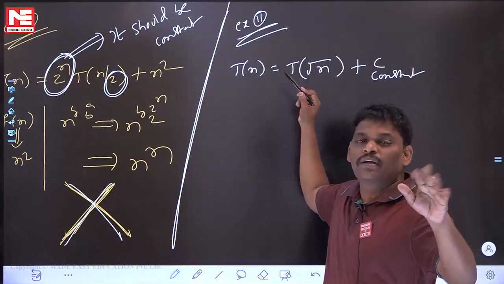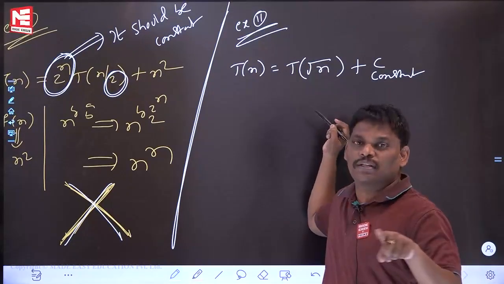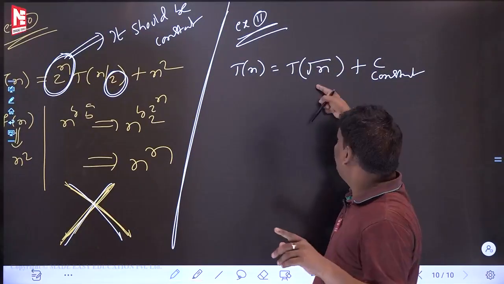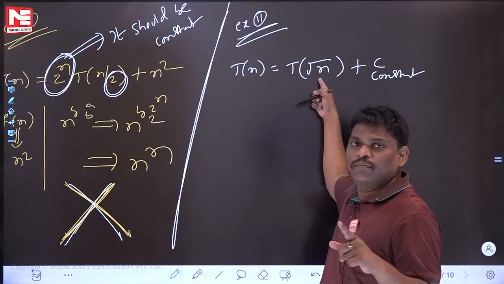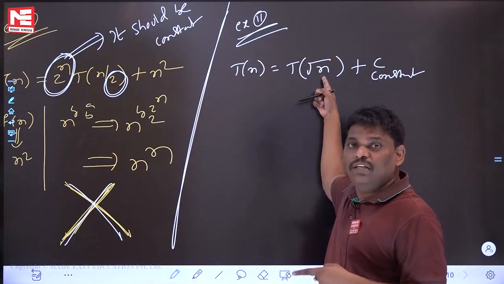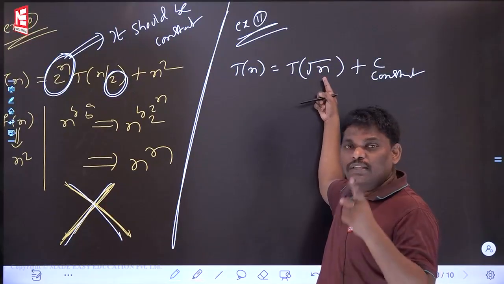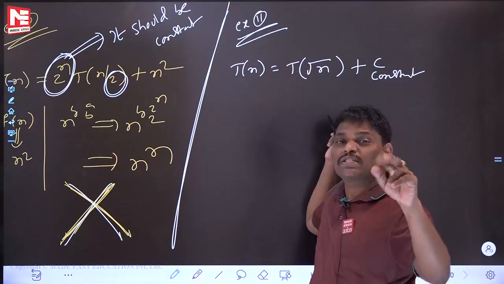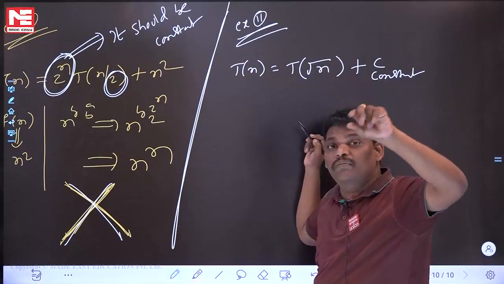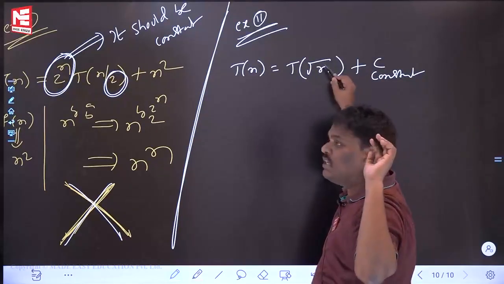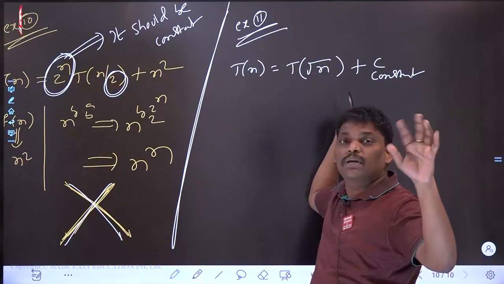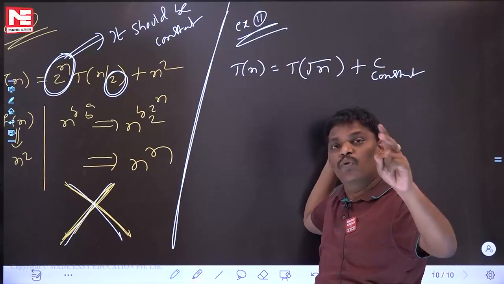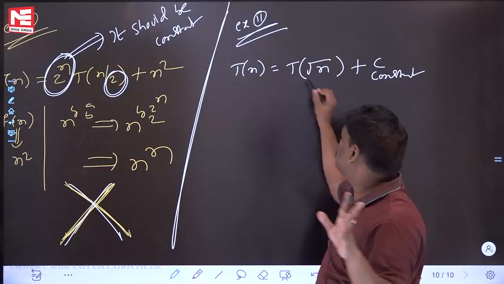How? I will explain. If you want to apply master theorem for this one, the format should be aT(n/b). There should be a division, but the division is not there. Everyone knows the master theorem form aT(n/b), division should be there, but there is no division here. Please be careful. Master theorem is not applicable for minus or plus, only for division it is applicable. But this is the recurrence.